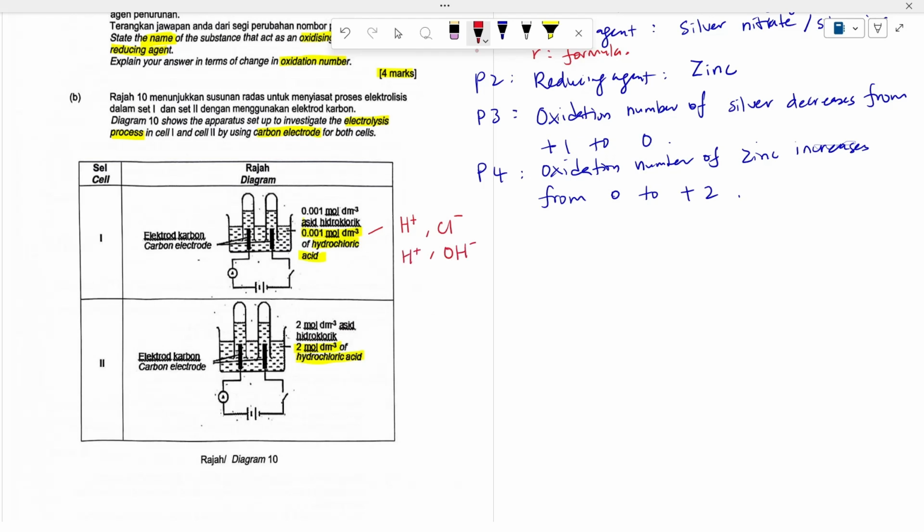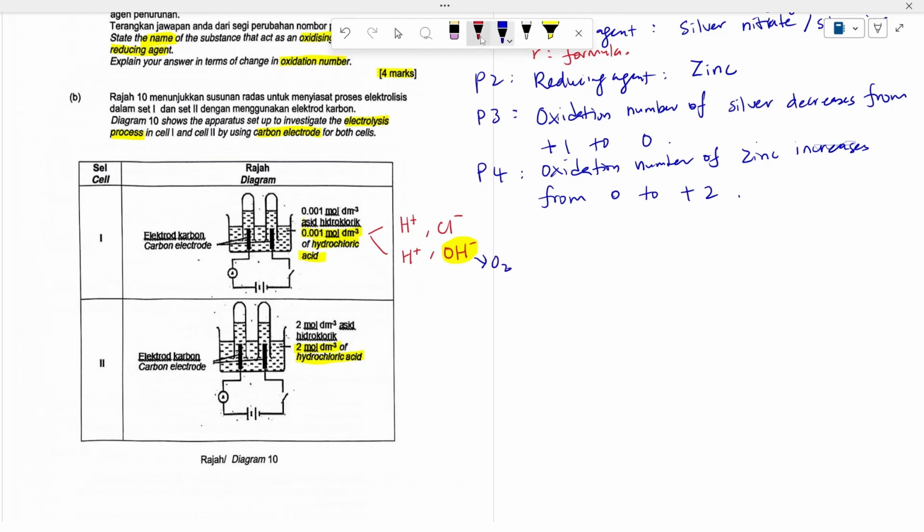So in this case, hydrogen no need to choose, only one, but of these 2, chloride and hydroxide, only one will be selectively discharged. If dilute concentration, dilute electrolytes, we will choose the hydroxide to be selectively discharged. Okay, at the anode there, you produce oxygen gas.